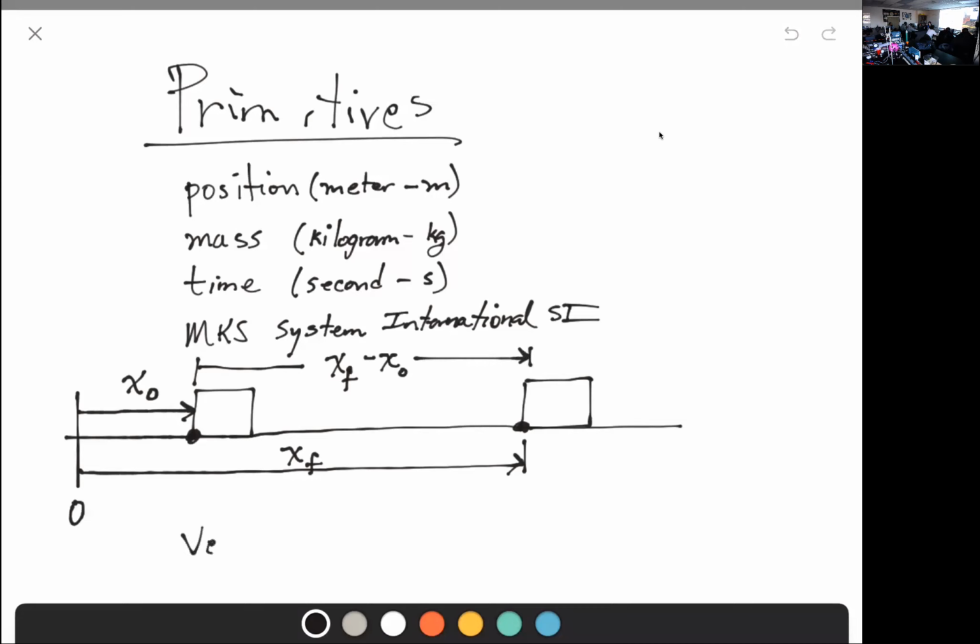So a vector is something that has a magnitude and direction, okay? So that's a vector.